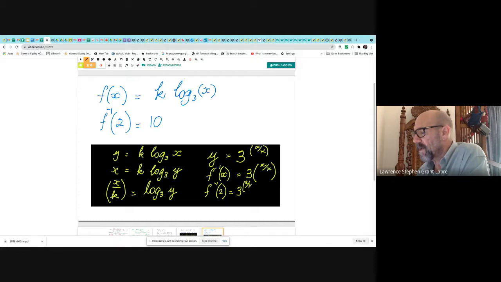3 to the power of 2 over k will equal 10. All right, so 3 to the power of what equals 10. So if you substitute 2 into there, you'll get 10. Well, let's go back, 2 over k equals the log of 10 to base 3. Therefore k equals 2 divided by the log of 10 to base 3.